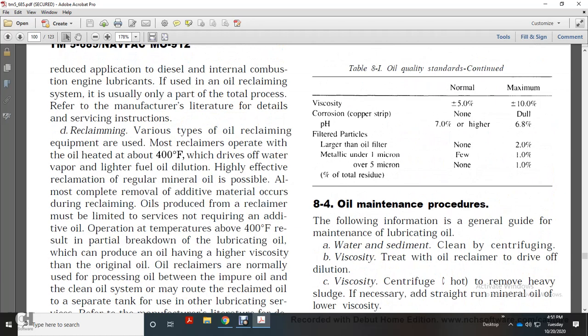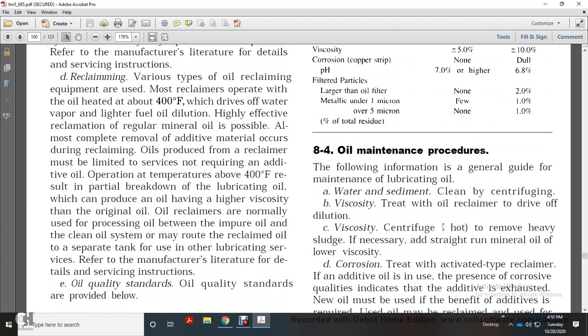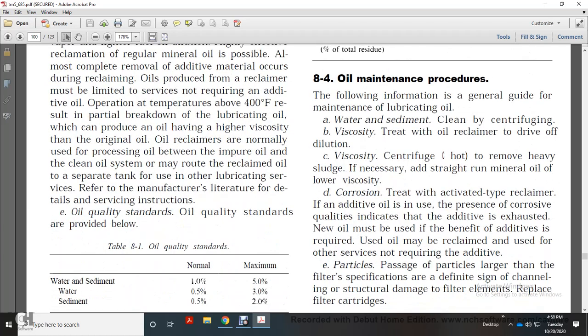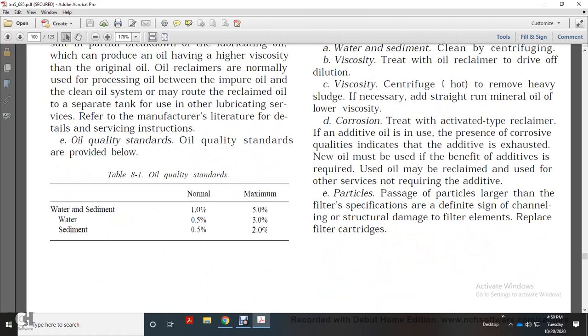8.4 Oil maintenance procedure. The following information is a general guideline for maintenance of lubricating oil. Water system: keep clean. Viscosity: treat the oil with a reclaimer to drive off the lower viscosity fuel dilution; hot centrifuges remove the heavy sludge; straight running mineral oil of lower viscosity is necessary. Corrosion: treat with the activated reclaimer additive oil when the presence of corrosive qualities is indicated with the additive and exhaust. New oil must be used if the additive is required. Used oil may be reclaimed and used for other services not requiring additives. Plastic particles larger than the filter specification are a definite sign of channeling or structural damage. Filter elements: replace the filter cartridge.